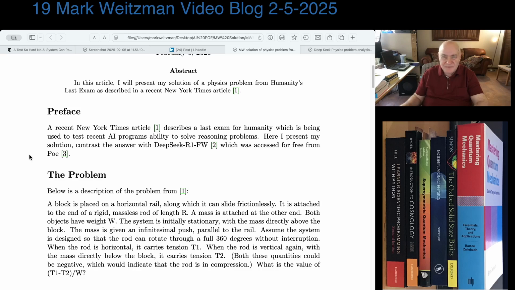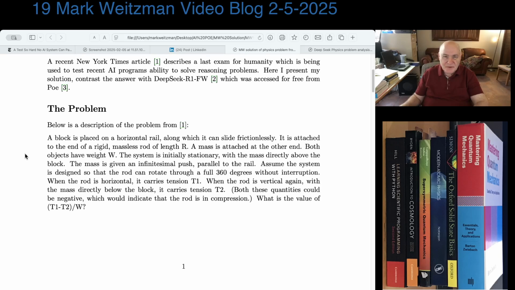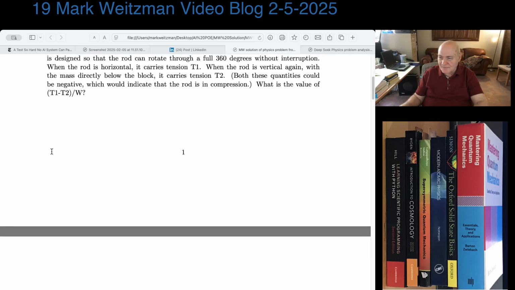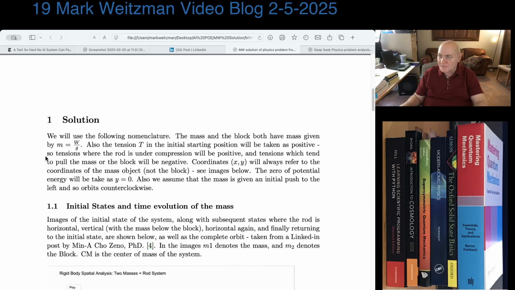Anyway, I decided to do physics to take away some of the pain of the market. And so I said I'm going to write up my solution. So I start with that same New York Times description of the problem. Then I post my solution.